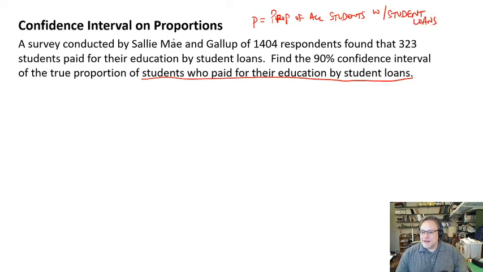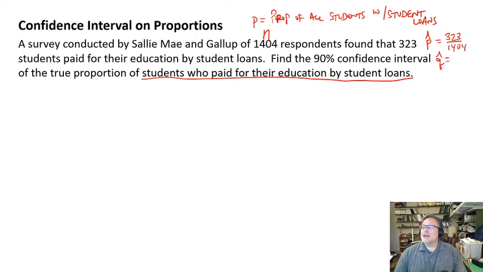And let's also take a look at some of these numbers in here and figure out what role these numbers play. So it's 1,404 respondents here. So that's n, that's your sample size. And you found that 323 students paid for their education by student loans. All right, so that's going to be pretty easy to see what p hat is. It's going to be 323 out of those 1,404. Which means we'll be able to figure out what q hat will be pretty easily. We'll just have to subtract whatever this is from 1. So we've got n, we've got p, we've got q.